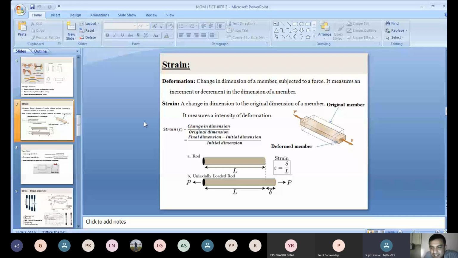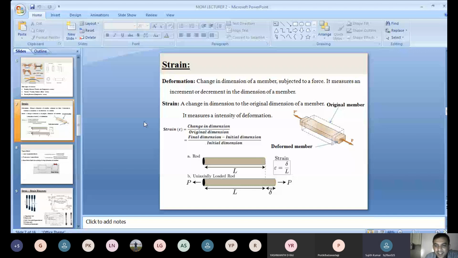I have another doubt, sir. Whenever strain occurs, the body doesn't go back to its original state, right, sir? That will come later. There are two types of deformation: one is elastic deformation, the other is plastic deformation. Now in this slide we are talking only about strain. Definition for strain: change in dimension relative to the original dimension of a member subject to an external force.